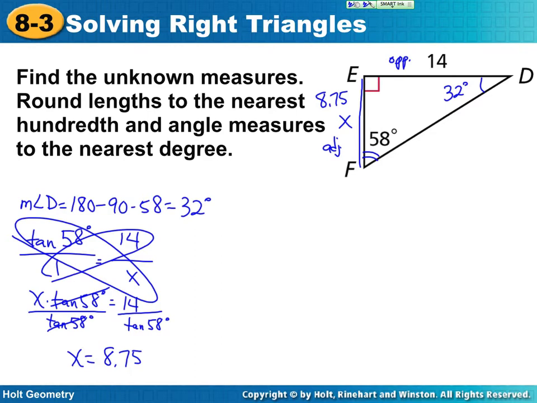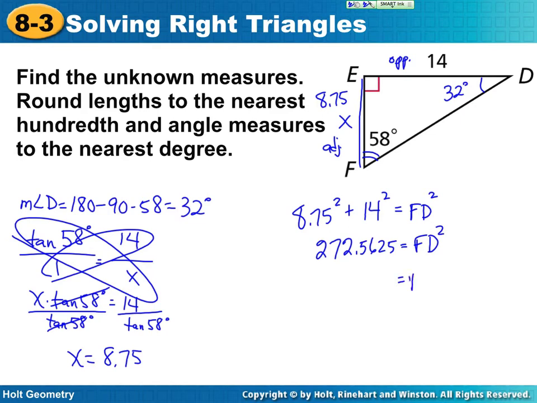How do we find FD? Could do Pythagorean theorem. Anyone thinking a trig ratio? Everyone's thinking Pythagorean theorem? Okay, 8.75 squared plus 14 squared will give me FD squared. 8.75 squared plus 14 squared is 272.5625. But now I have to square root that.